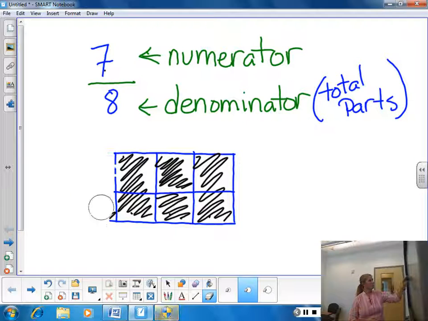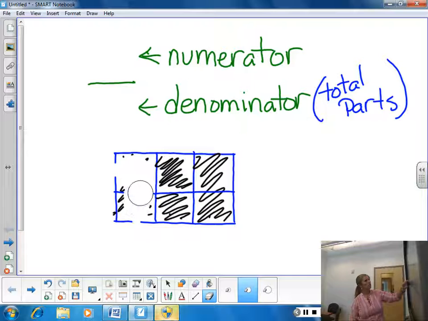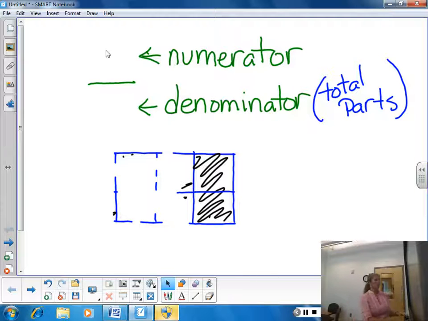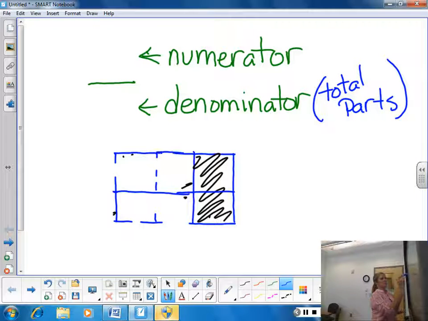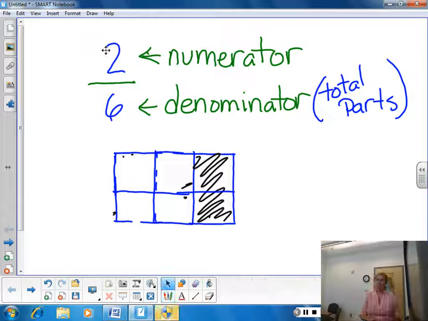Let me give you one more. We don't shade this one, we don't shade this one, we don't shade that one. Okay, so I have this picture. How many parts total? 6. And how many parts are shaded? 2. So that would be 2/6, because 2 parts shaded out of 6 total.